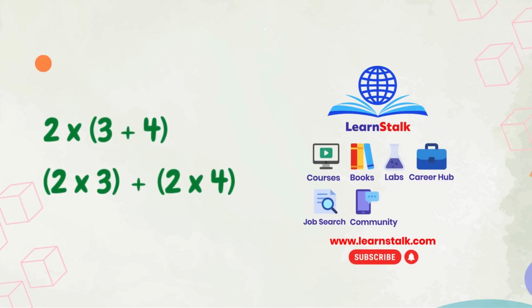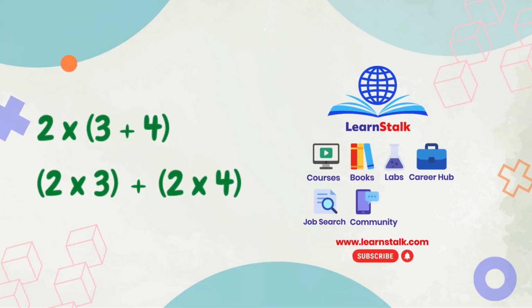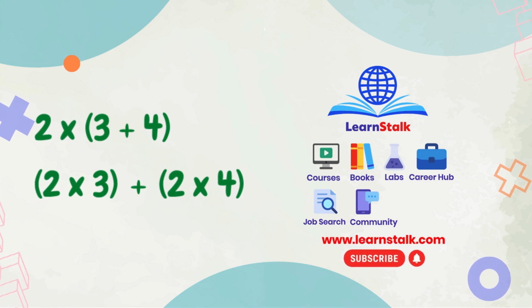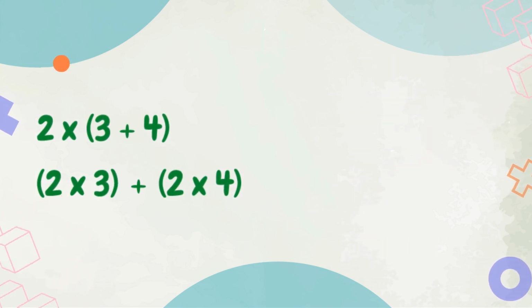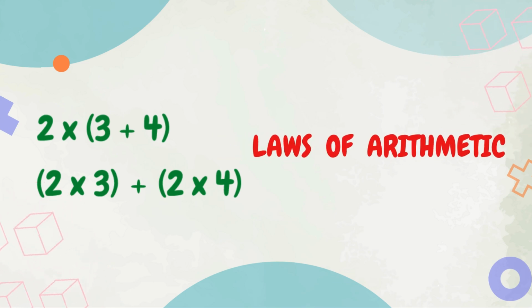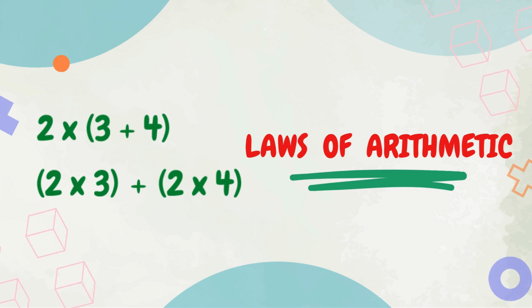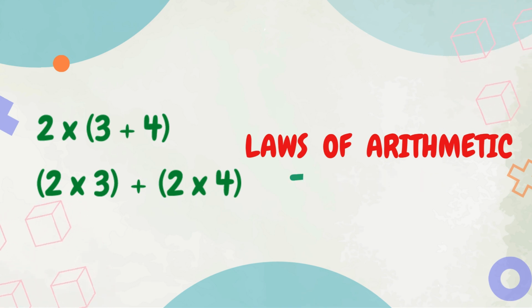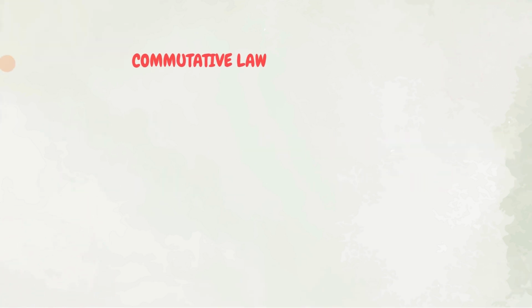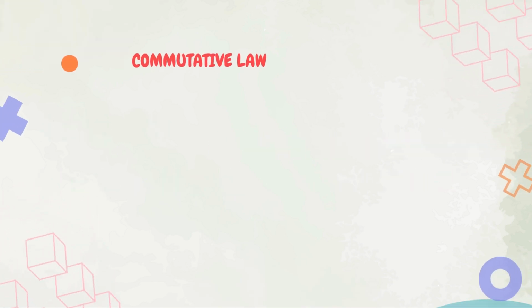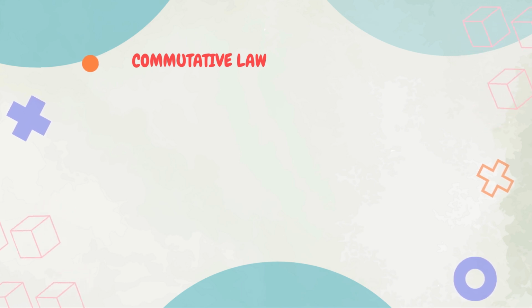Have you ever wondered if the order in which you add or multiply numbers really matters? Or maybe you've heard someone say, math is just numbers. But what if I told you math is a mind game of logic and creativity? Stick around, because we're about to explore the 3 magical laws that govern arithmetic, and, trust me, it's more fascinating than you think. There are 3 laws of arithmetic: commutative law, associative law, and distributive law.